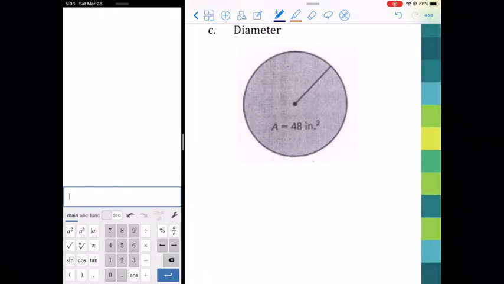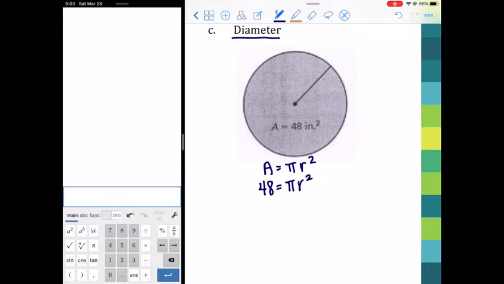And on our last example here, we're going to find the diameter. So our area formula, of course, only has a radius version. So we're going to have to find the radius first, and then we can convert that into the diameter. So since this gives me the area of 48, I'm going to say 48 equals pi r squared. And I'm going to divide both sides by pi again to get rid of that pi up front and get the r squared by itself. So I'm going to go on and start rounding here again.